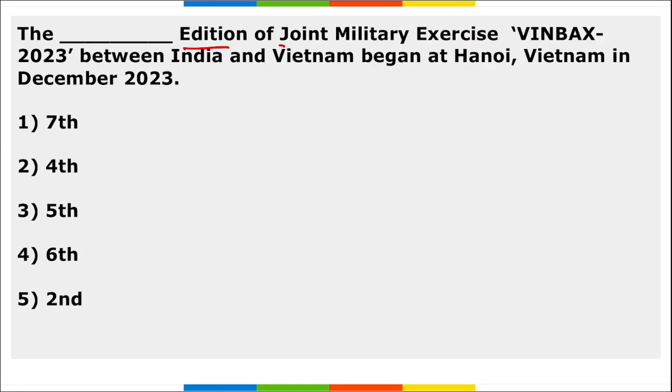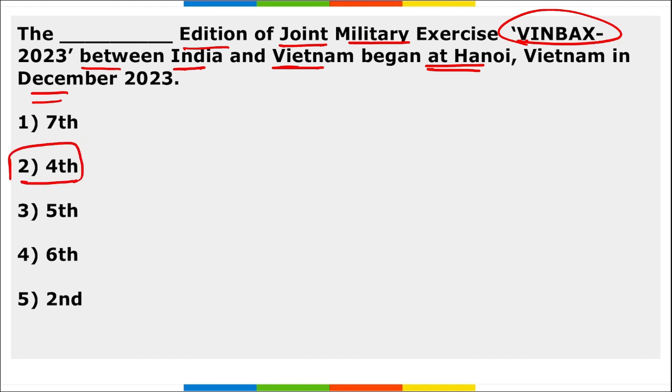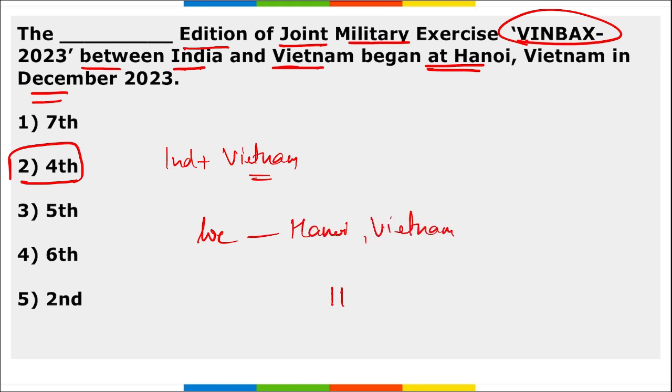Next, the 4th edition of joint military exercise Vinbax between India and Vietnam began at Hanoi, Vietnam in December. So remember this joint military exercise Vinbax. This is the 4th edition of Vinbax between India and Vietnam. Location is Hanoi, Vietnam. It was from 11 to 21st of December. Correct? Next.